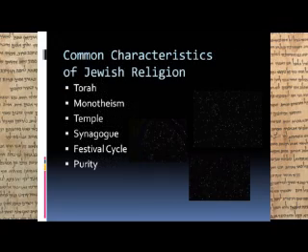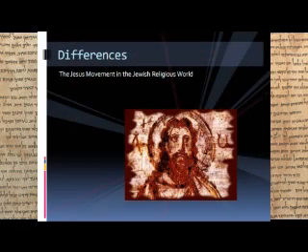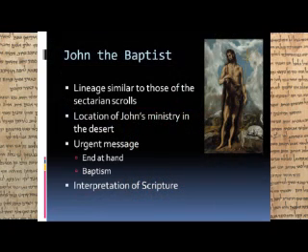So, these common characteristics of Jewish religion in the late Second Temple period, we see similar language in some of the scrolls and in the movement of Jesus and those who followed him. But we also see some significant differences. And those differences can get fairly significant at some times. John the Baptist, his lineage is similar to those described in the sectarian scrolls, for he is the son of a priest, and they were of priestly descent.